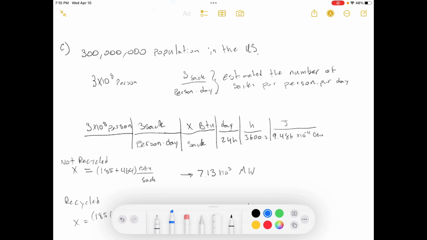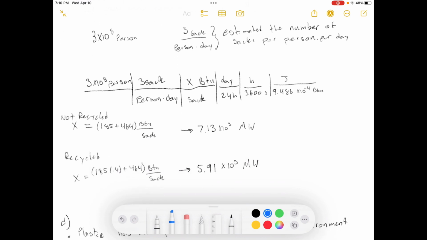Population equals 300 million, and calculate the average rate of energy consumption in megawatts associated with the production, use, and disposal of these sacks, assuming that they are plastic and none are recycled. How many megawatts would be saved by 60% recycling? Okay, so first we assume that there's none recycled, which would be this scenario, and then this scenario would be if they were all recycled, or that we had 60% recycling. Okay, so you only have 40% coming from a new stream. Okay, so that's where 185 gets a little 0.4 there.